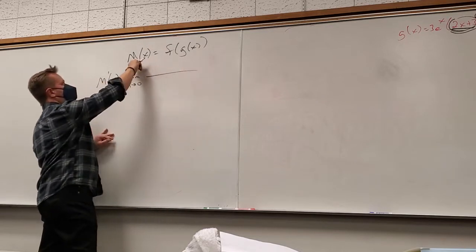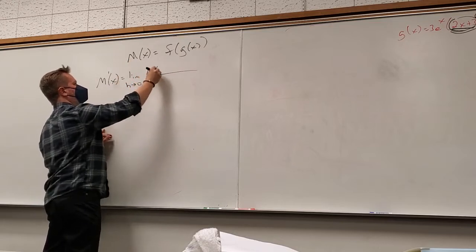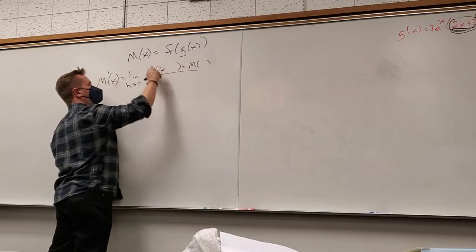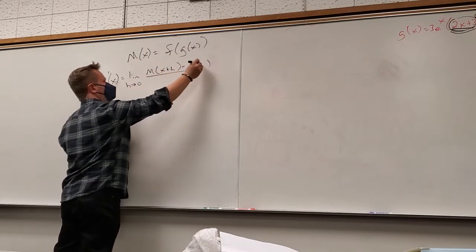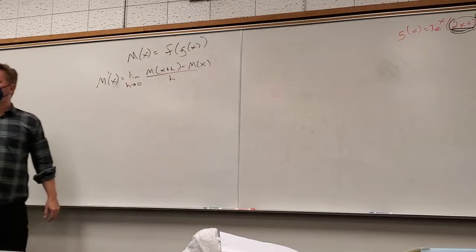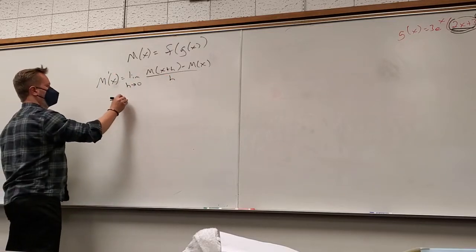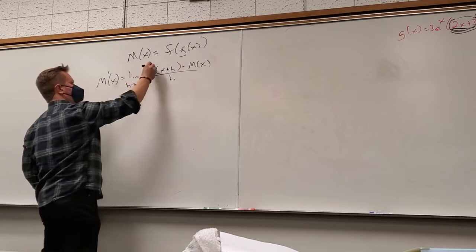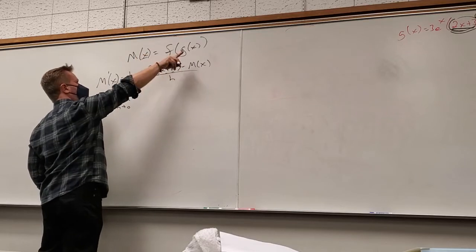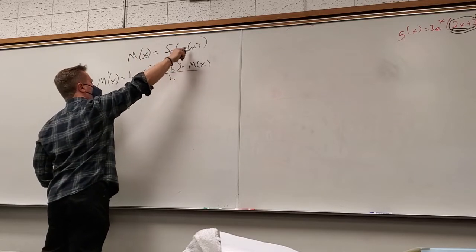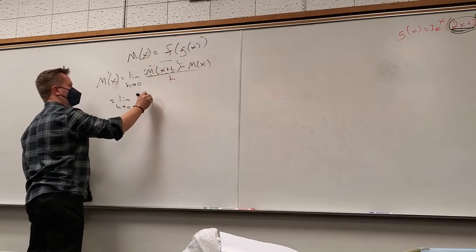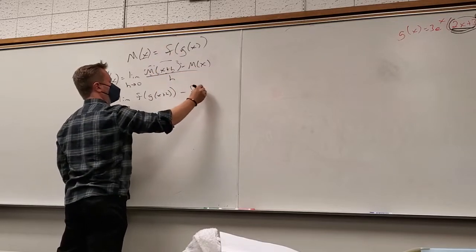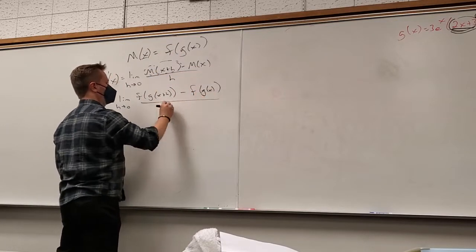Now look here, let's do it in terms of m. What's m prime? Would it be m of x plus h minus m of x, over h? Isn't that what it is? Right? Okay. Now fill in what is m of x plus h? What is this? f of g of x plus h. Yeah. And what's m of x? It's this. Right?